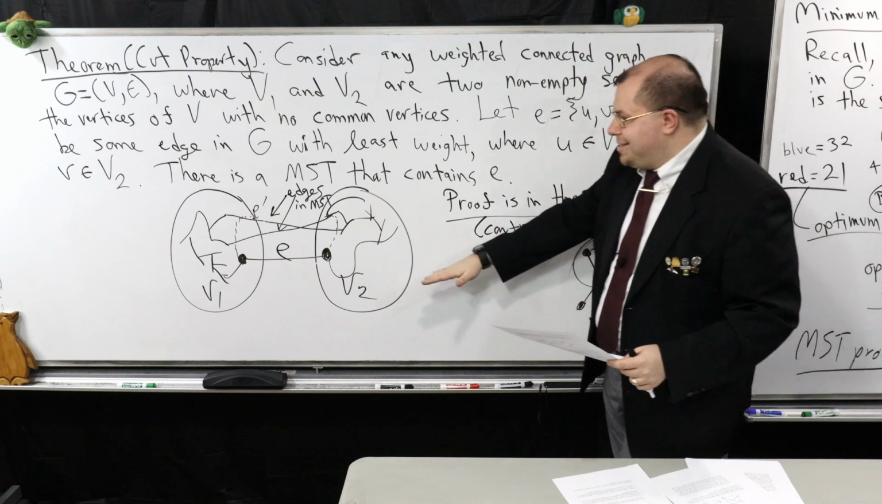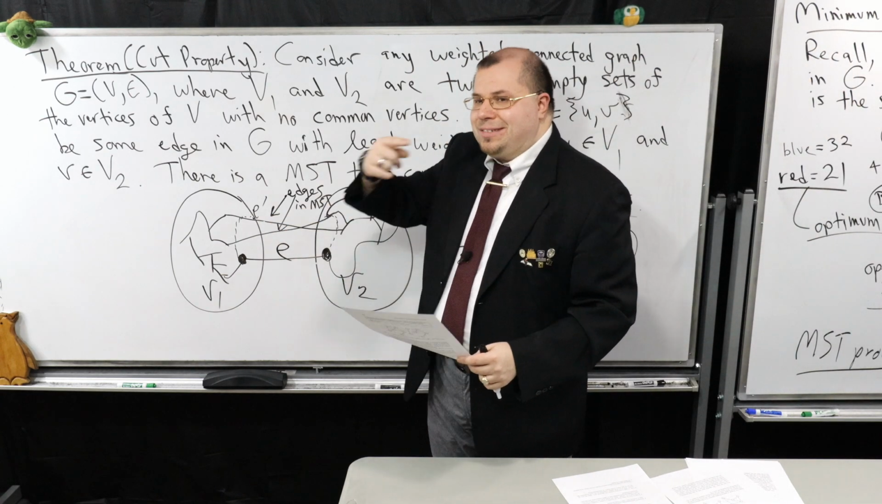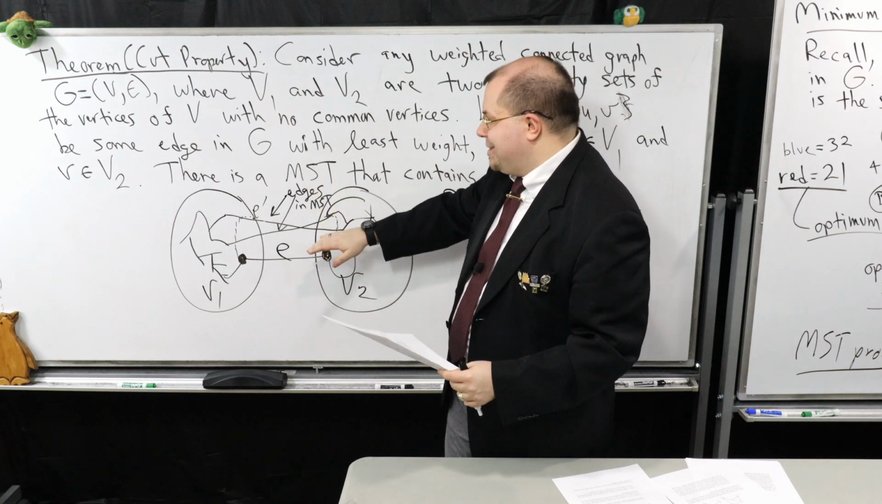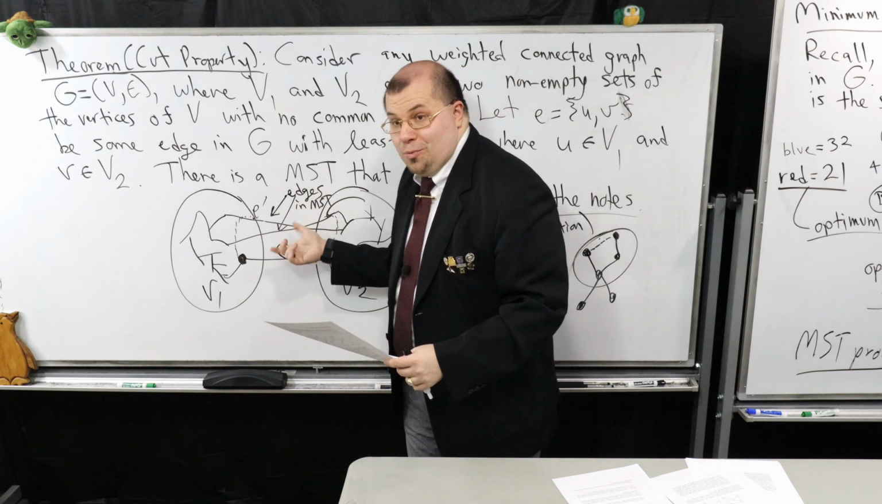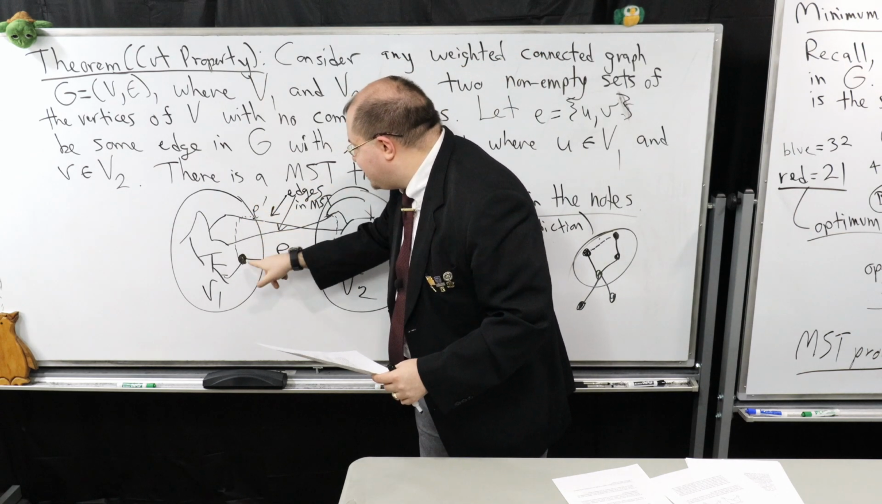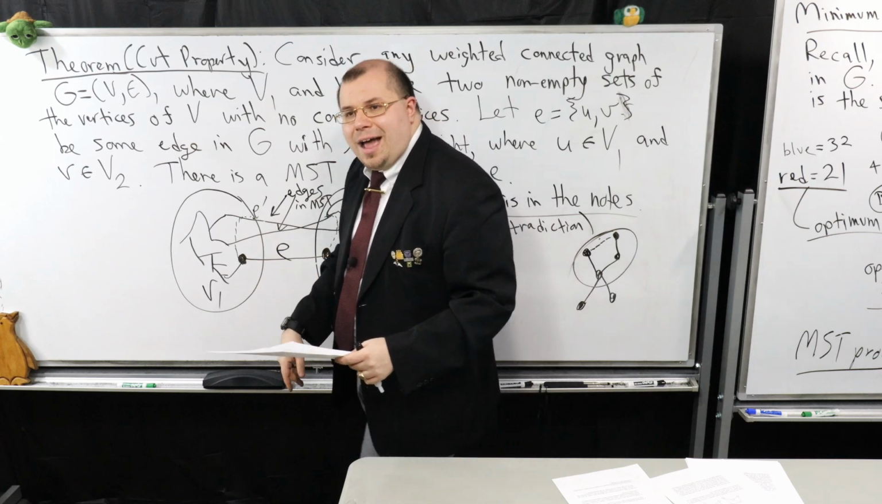But yeah, I'm hoping I gave you some flavor for how this works. The whole idea is that there's some other edge because there exists a cycle, and I could switch out this edge here with a better one. But the point is that this edge here has the same endpoints as E does.